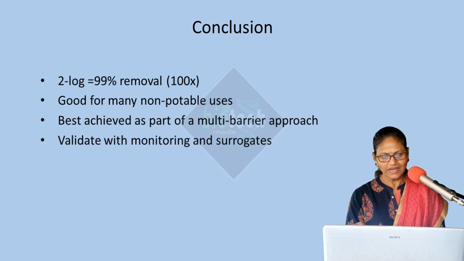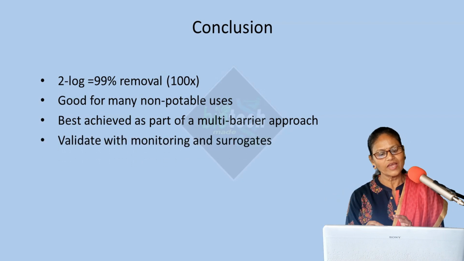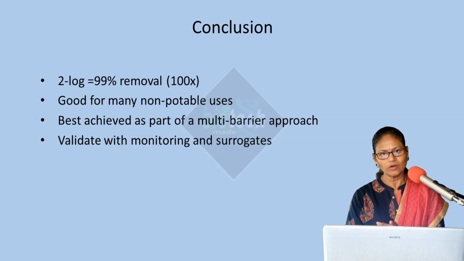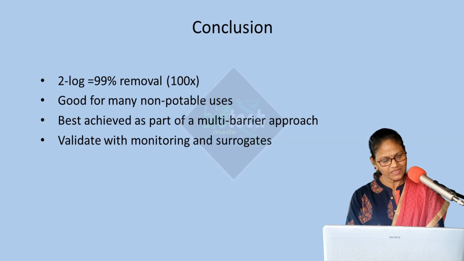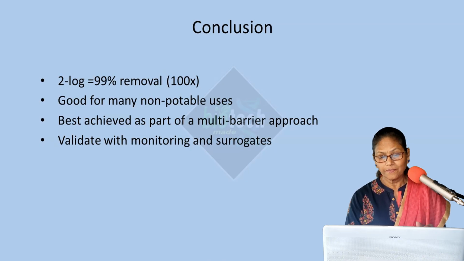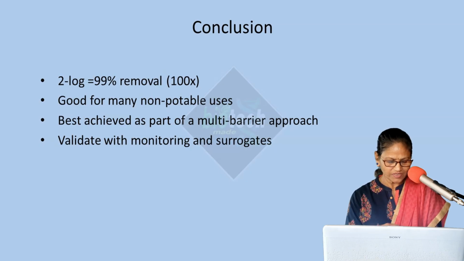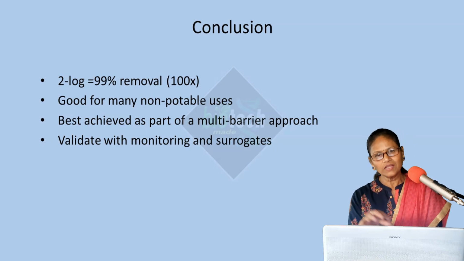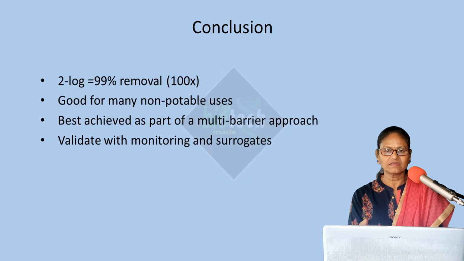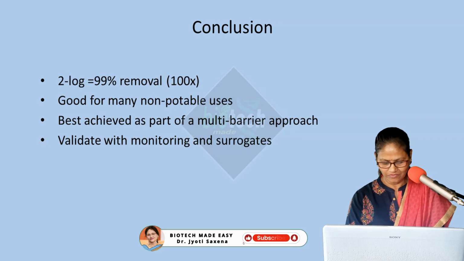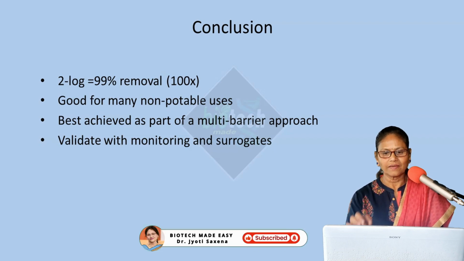And at last, validation is required. You have to see whether the 2-log which you wanted to achieve has been achieved or not. And for that, monitoring is used. And also surrogates are used. The viral surrogates are like bacteriophages. Because to test all the human viruses becomes very impractical. So some viruses can be used, for example, bacteriophages.